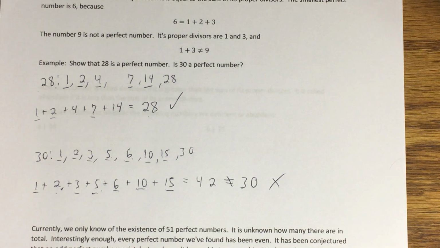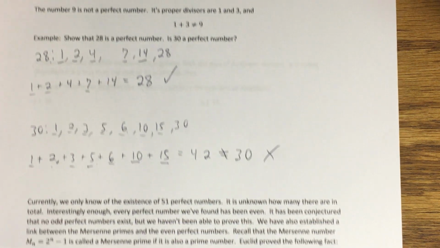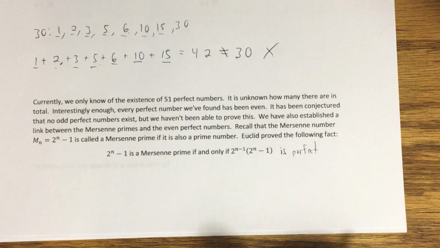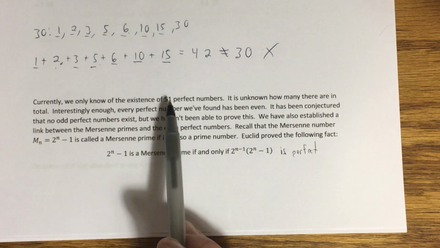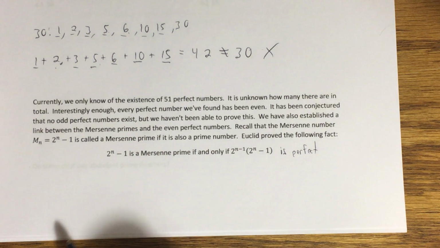But there's actually other criteria that we could look at. And these perfect numbers have some interesting characteristics. So first of all, I had mentioned before that perfect numbers are pretty rare. We don't find them very often. In fact, as of today, we only know of the existence of 51 perfect numbers.